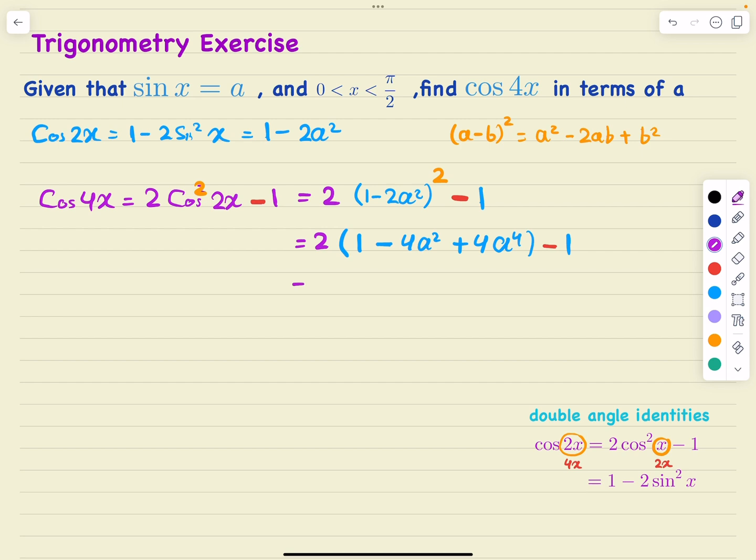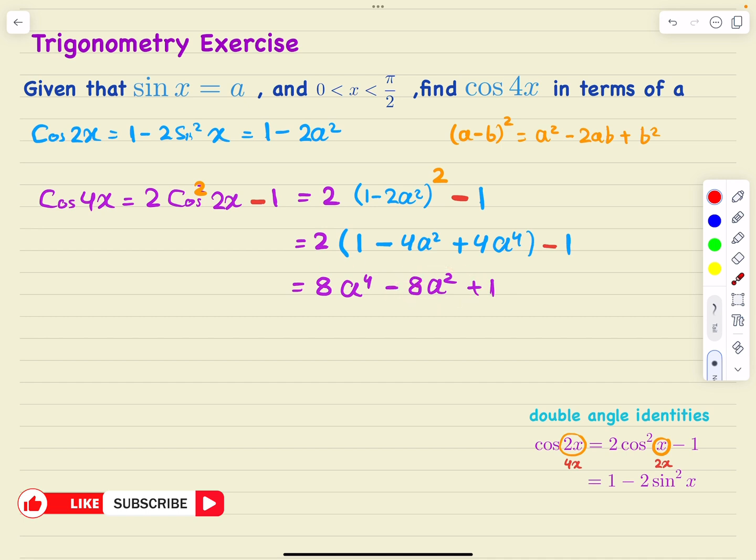Now we will expand here. First, I will multiply the 2 by this term here, 4a power of 4, that has the highest power of a. You will have 8a power of 4. Then, when we multiply 2 by negative 4a squared, we have negative 8a power of 2. And then we have 2 times 1, which is 2. Minus this one will be 1. So this is the final answer to this question. If sine x equals a, then cosine 4x will be equal to this in terms of a.